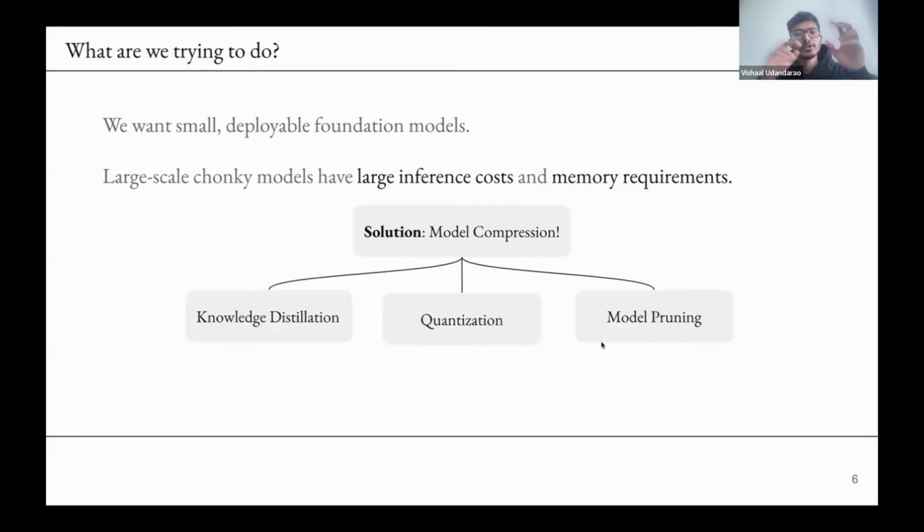When you look at the solution classes under the model compression space, people usually think about knowledge distillation, quantization, and model pruning. There might be many more, but these are the rough, broad classes of solutions people usually try to tackle. Briefly, knowledge distillation just means you have a very large model that you want to distill its knowledge into a much smaller model that's then going to be deployed. The larger model acts as a teacher, and the smaller model that you distill into is the student model.